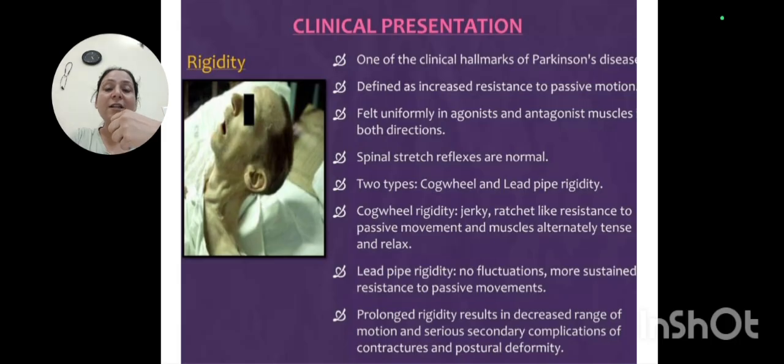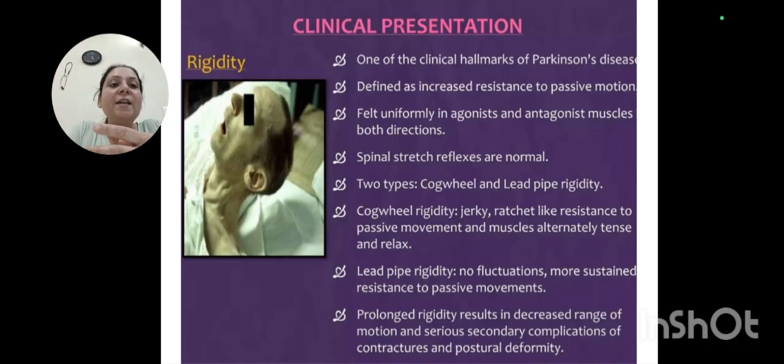Rigidity is what? It is increased resistance to passive movement. At the same time the agonist, that is the flexors of the neck, and the extensors of the neck contract, and when they contract it will be very difficult for the person to relax. Fine. So it is of two types which we see: cogwheel type and lead pipe type.